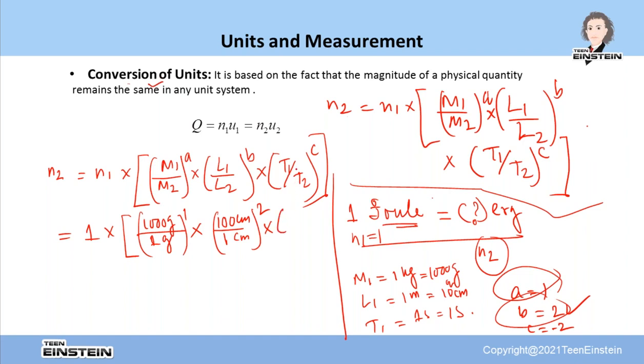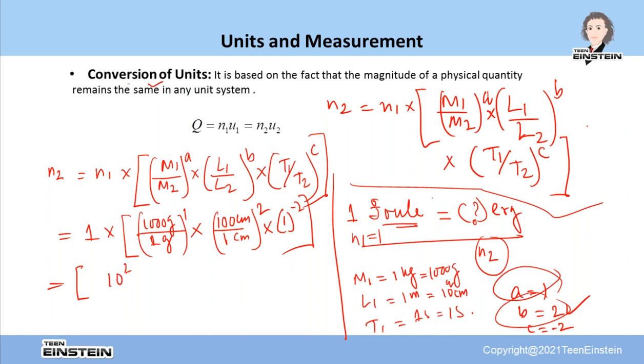And T1 by T2, in both unit systems T is the same, so this is 1 over 1 to the power minus 2. It doesn't matter, 1 to the power minus 2 means 1 by 1 squared, so that is also 1. Let us see what I get from here.